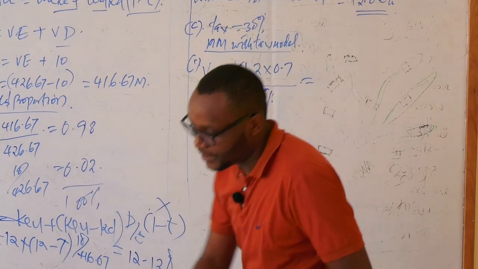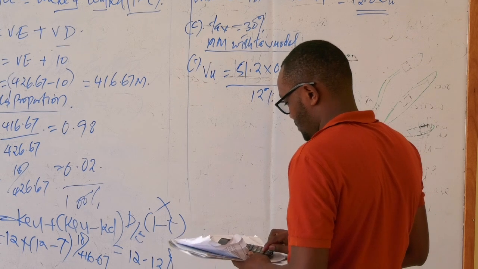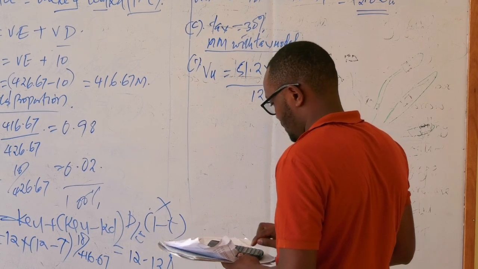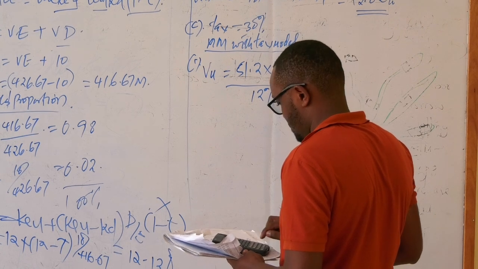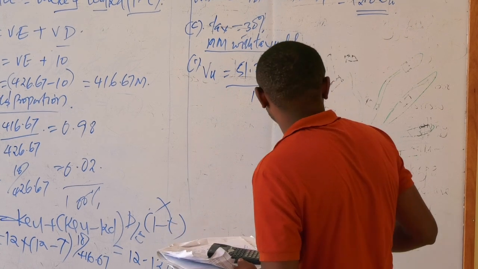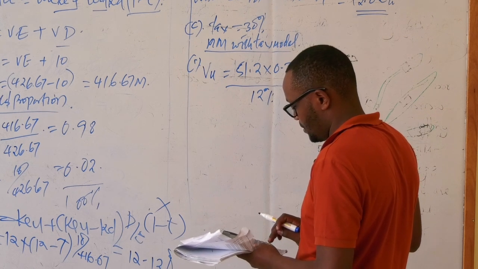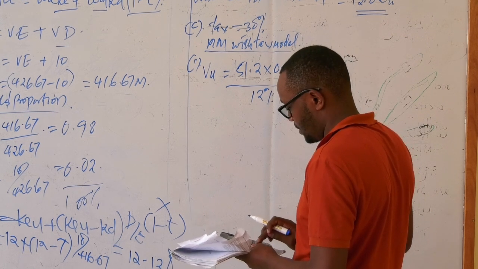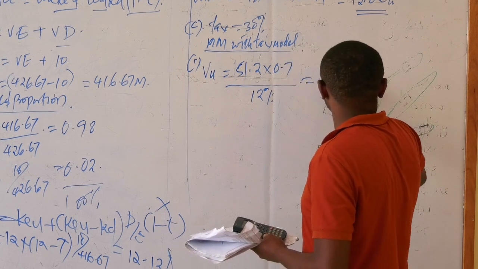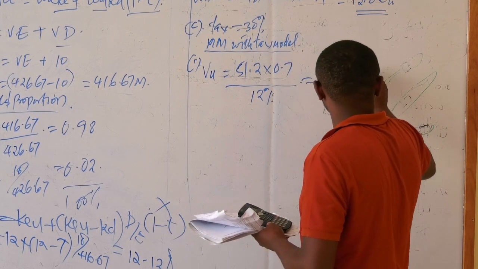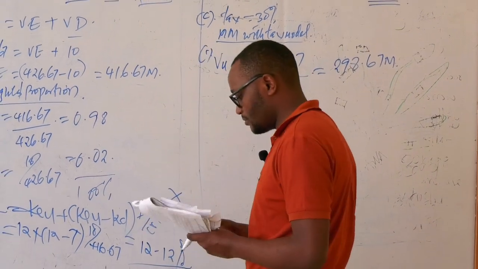So this one, we're going to have 51.2 times 0.7 divided by 0.12, which is... maybe you should do it again. 51.2 times 0.7 divided by 0.12, which is 298.67 million. That is the value of the farm with the tax model part of it.